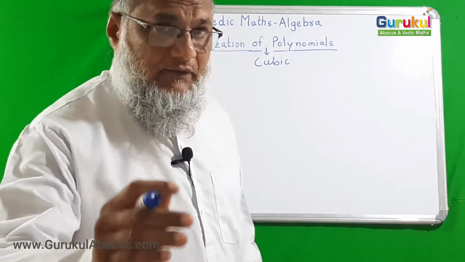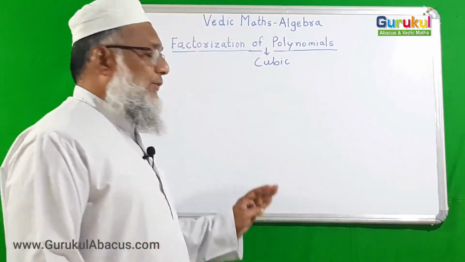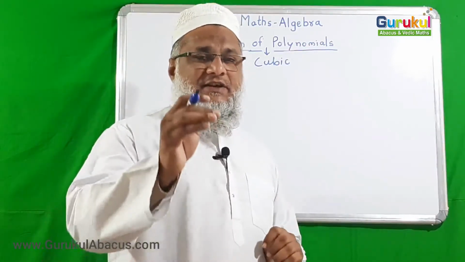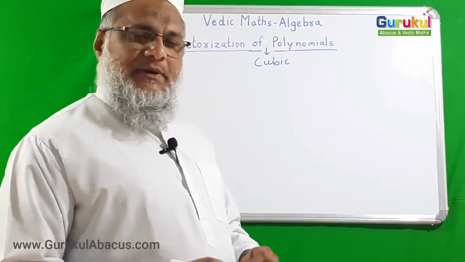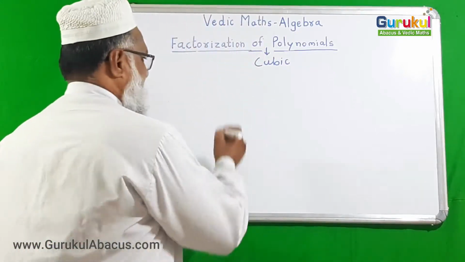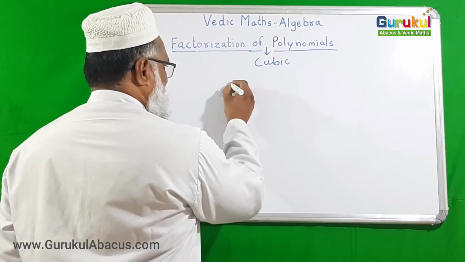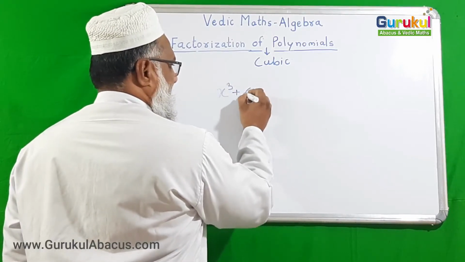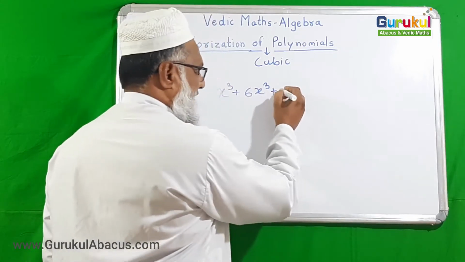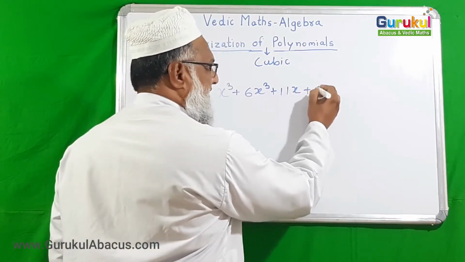Hello friends, now we are going to study how to factorize cubic polynomials. For that we are taking one example, and with the example we will understand all these things. First of all, we are taking the example x cube plus 6x square plus 11x plus 6.